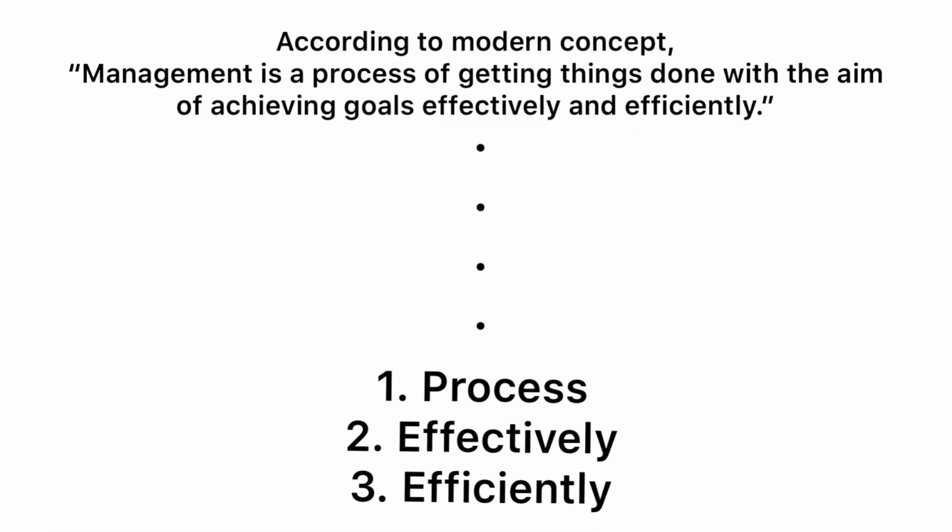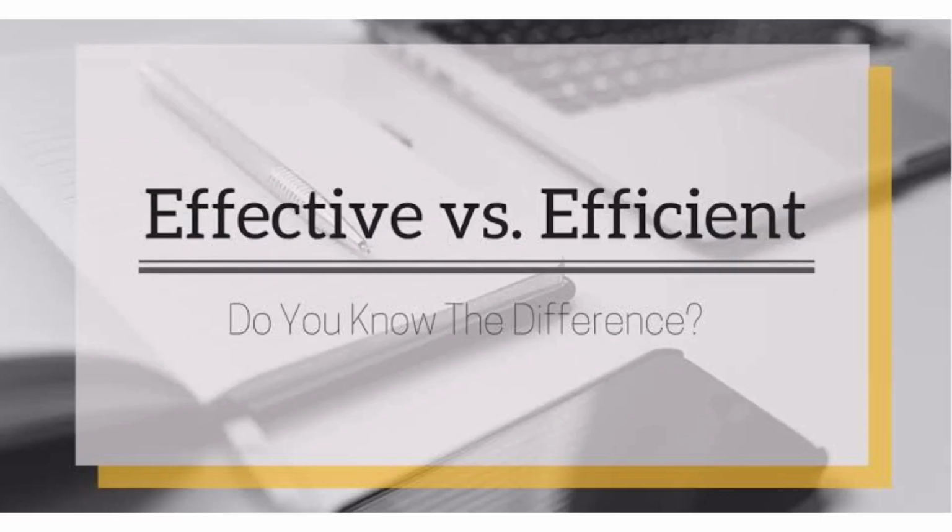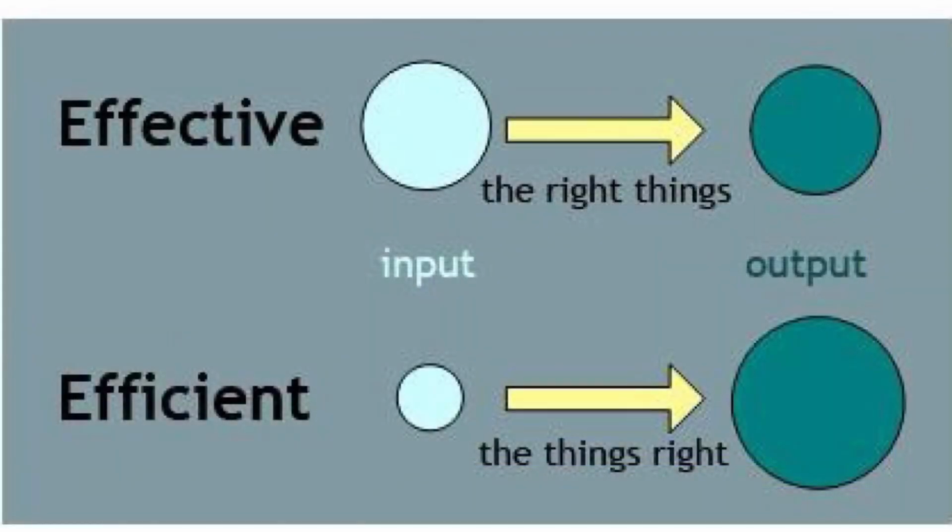While giving the introduction, I mentioned a definition as management is a process of getting things done with the aim of achieving goals effectively and efficiently. We got three things out here. One is process, one is effectively, and one is efficiently. Let's discuss these three terms in the broad sense. Beginning with the terms effective and efficient. Do you know the difference between effectiveness and efficiency? I don't know if you people know it or not, but my slides will make it more clear.